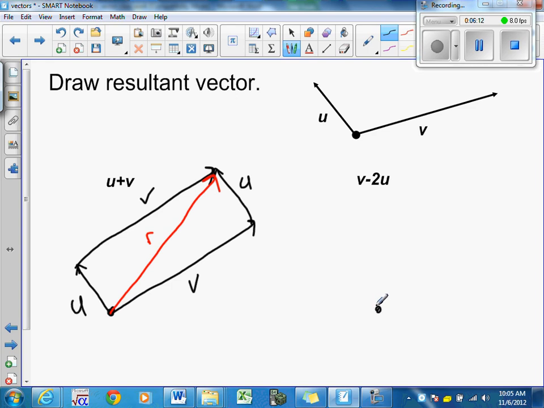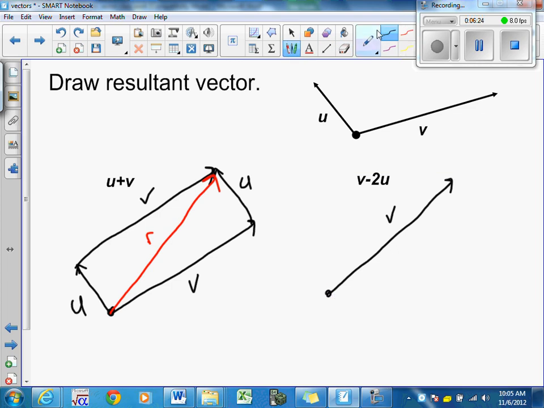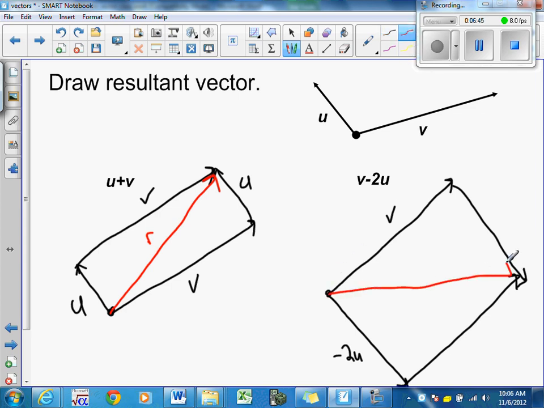Let's do another one. I'm going to add v, and I'm going to subtract 2u. So u goes this way. I want 2 of them in the opposite way. This is minus 2u. I redraw those up here. I add v. So my resultant vector from the dot goes right there. This is v minus 2u. So we always want to draw this parallelogram.